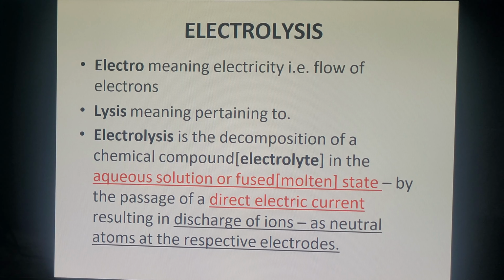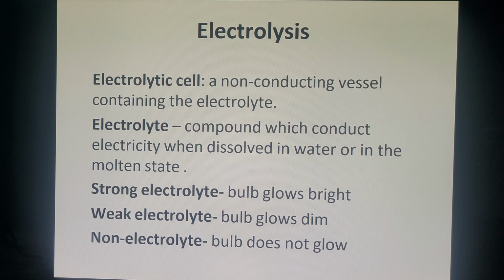So once again, it is nothing but the decomposition of a chemical compound or an electrolyte, in which two states? Fused, aqueous state. And which type of current are we preferring? We are using direct current. And first, it will result in the formation of ions. The second step is the ions should get discharged. They should lose their charge and then become neutral atoms. I hope this definition is clear to you. I just now gave you what an electrolytic cell is, what an electrolyte is.